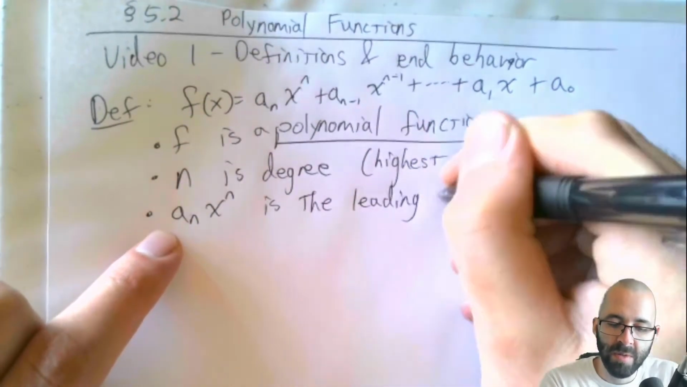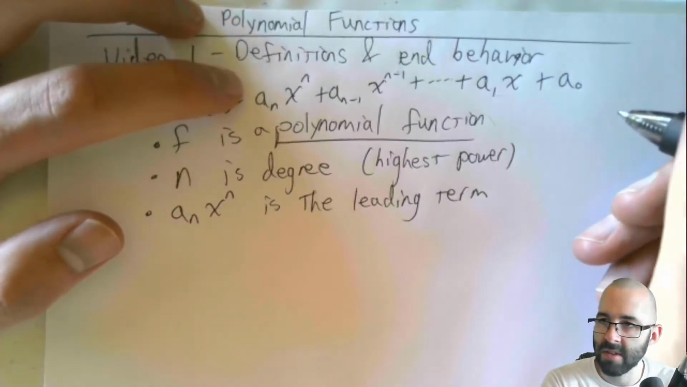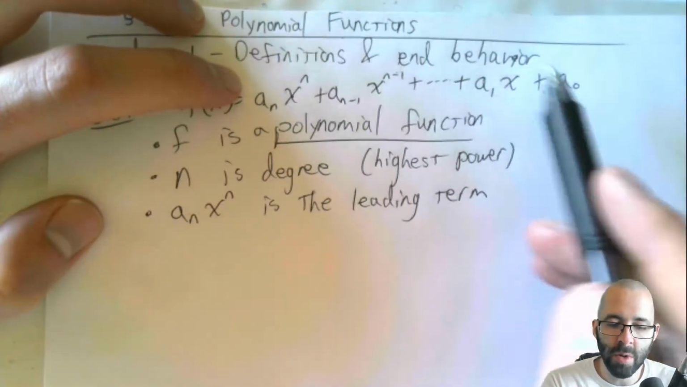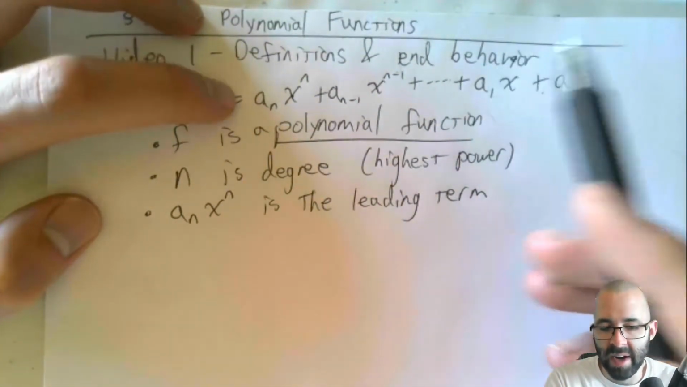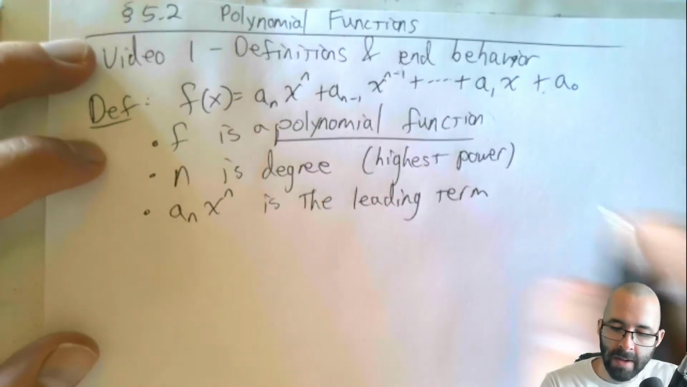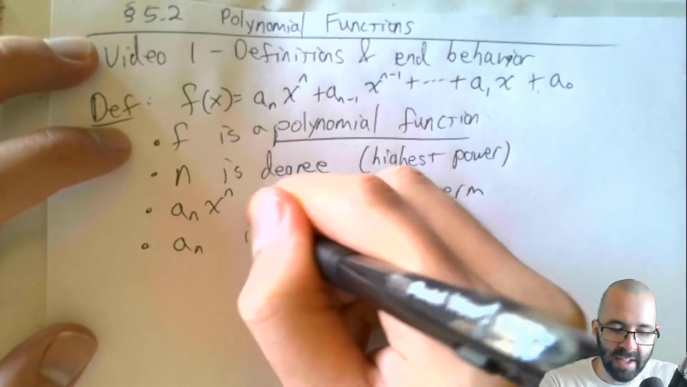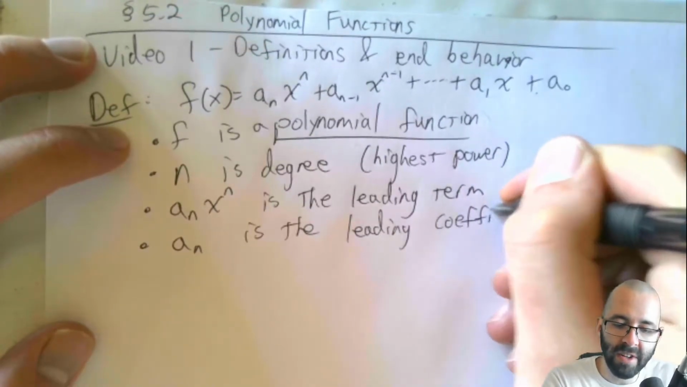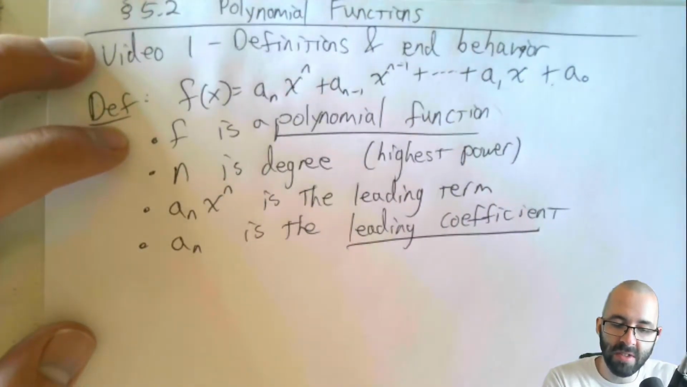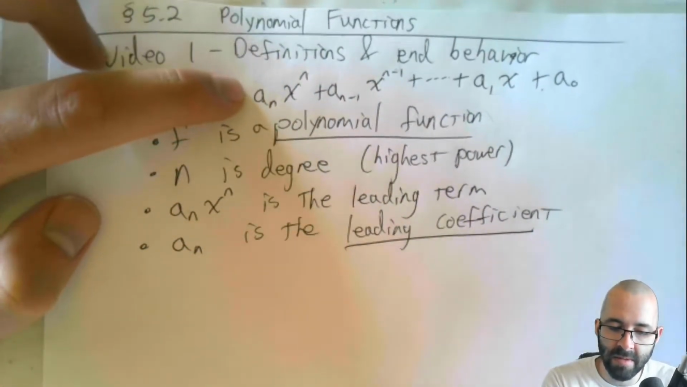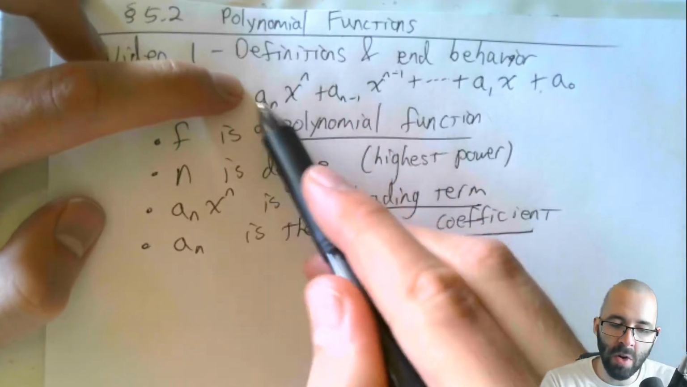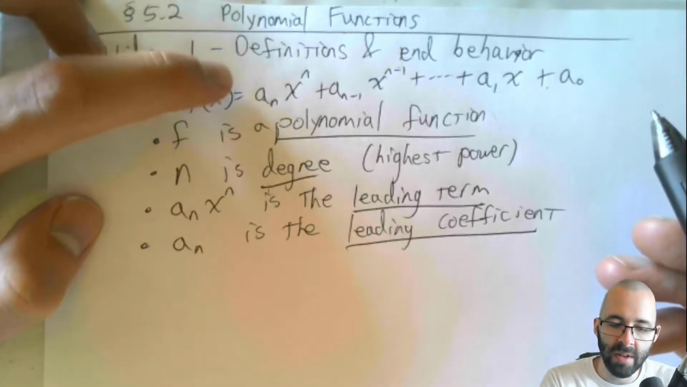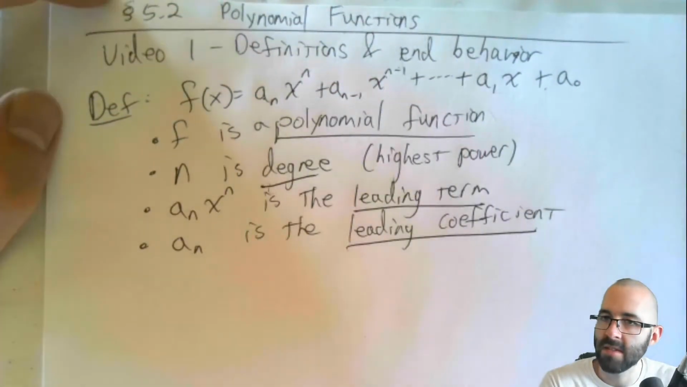And the side note is the leading term will not always be first. It should always be first, a sub n x to the n like this. But if this polynomial is not in general form, then it might not always be the first, okay? And then finally, a sub n is the leading coefficient. So 4 definitions to start off the video today. Leading coefficient, it's the number in front of the biggest exponent. Leading term, it's the whole monomial with the biggest exponent. Degree is just what is that highest power, and the polynomial function itself looks like this.